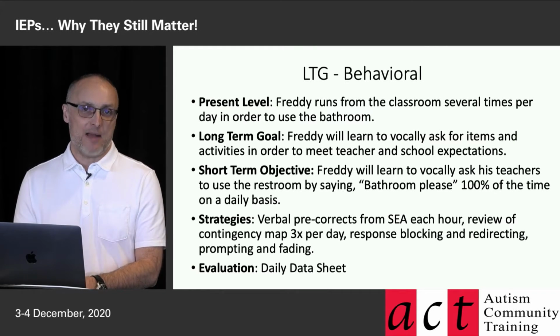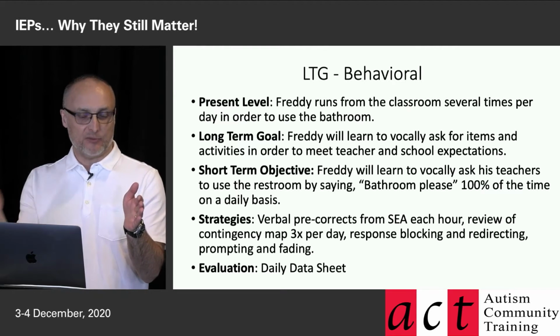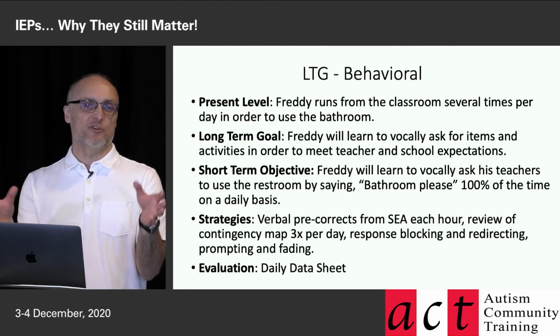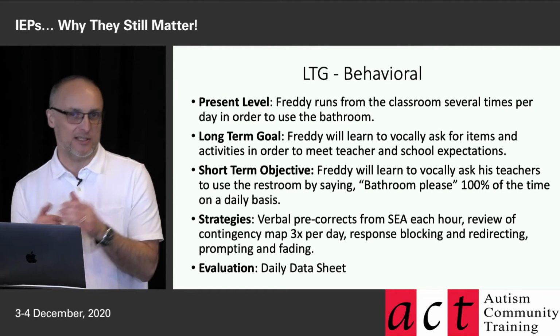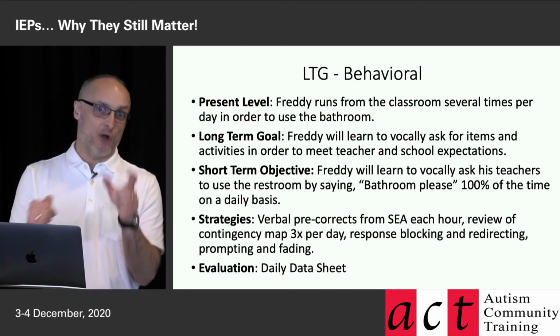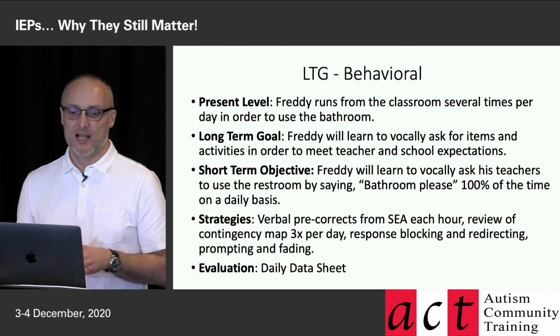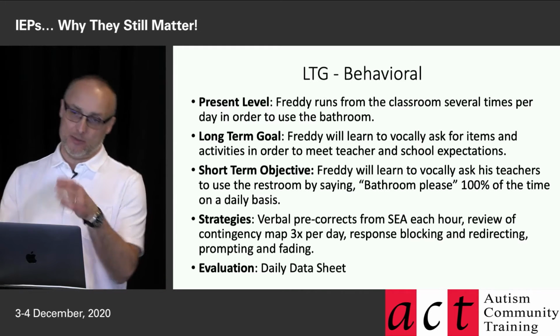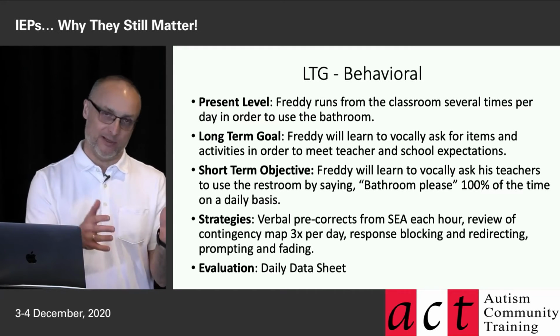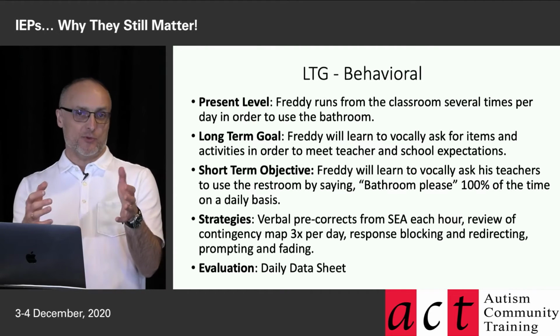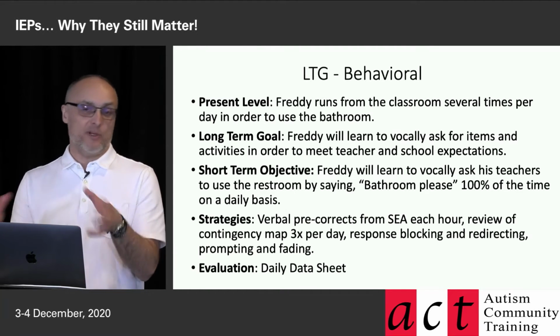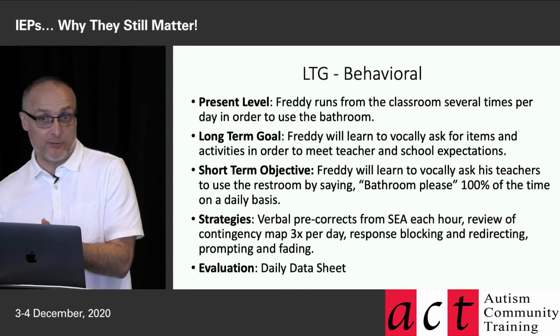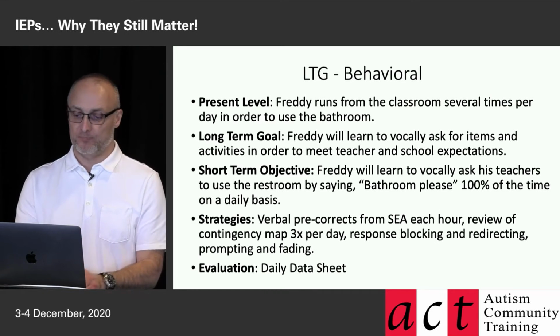It was just a reminder. Review of a contingency map in the morning, after recess, and after lunch. And a contingency map was just a visual support that showed him, if you ask, you get to go and do what you want to do. But if you don't ask, you're going to have to come back and ask. Response blocking and redirecting, meaning if he actually did leave without permission, they would stop him and have him come back and redirect him to ask. And those were some prompts, and those prompts were faded. And the reinforcer was actually getting to go to the bathroom, so they didn't have to add a reinforcer here.